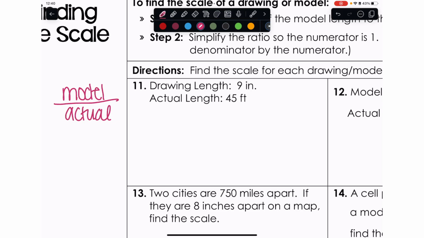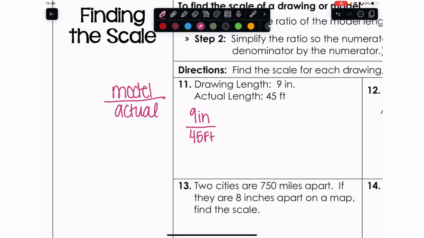They're all models. So we can say 9 inches is going to go on top over the actual length of whatever it is we're drawing, which is going to be 45 feet. So this is my scale, but what I want to do is reduce this scale. You can almost think of it as the unit rate, but for scales, okay?